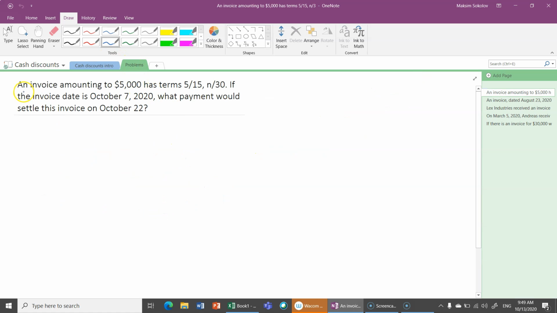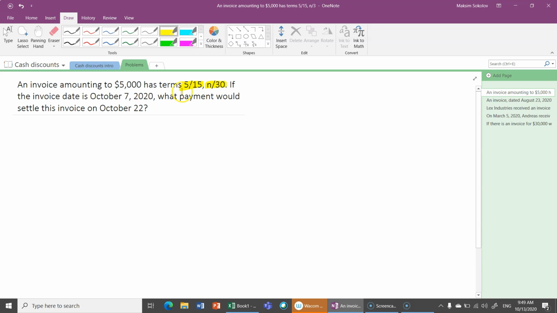In our first problem, we see this. An invoice amounting to $5,000 has terms 5/15 net 30. If the invoice date is October 7, 2020, what payment would settle this invoice on October 22nd? In this case, we have terms which are simpler. We have only 2 terms here, 5/15 and net 30.